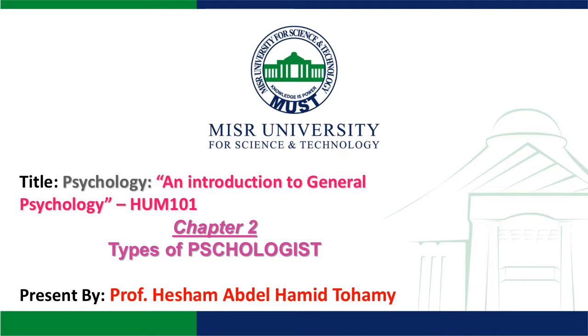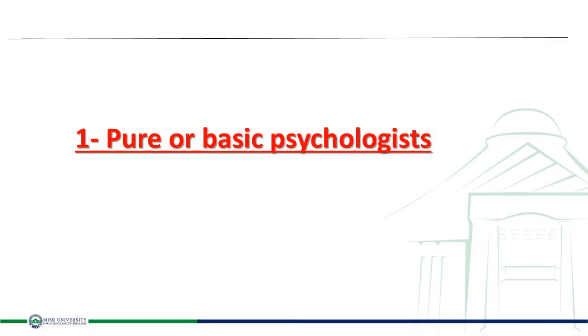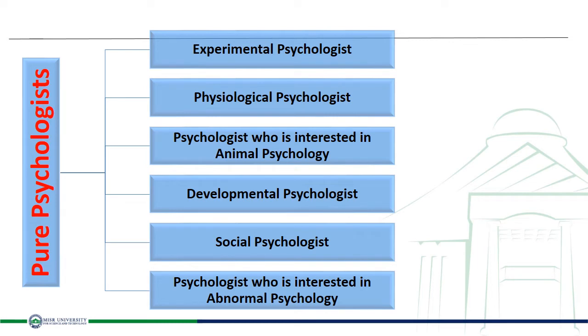And also, they try to understand and explain the psychological phenomena by discovering their causes, by discovering the factors, variables, and mechanisms that cause these phenomena and maintain them. Today, we run through the different subtypes of pure or basic psychologists, and we will cover about six subtypes. The first one is the experimental psychologist, the second one, the physiological psychologist, the third one is the psychologist who is interested in animal psychology, and the fourth one, the developmental psychologist, and also we will cover the social psychologist and the psychologist who is interested in abnormal psychology.